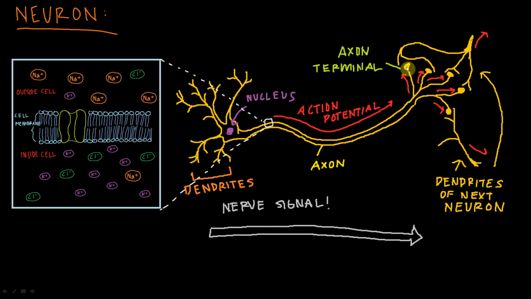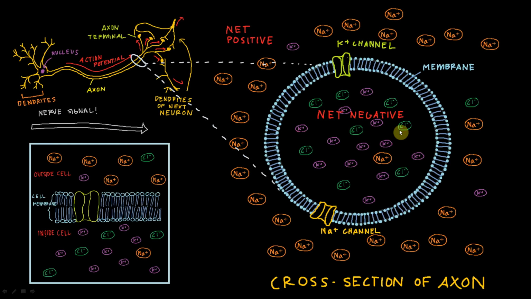Finally, neurotransmitters are moved from the axon terminal to the dendrites of the next cell, across a tiny little space called a synapse. Now in this video, we're going to focus in on what happens here at the axon, but what happens at the synapse is also really, really cool. So let's take a look at a cross-section of the axon.